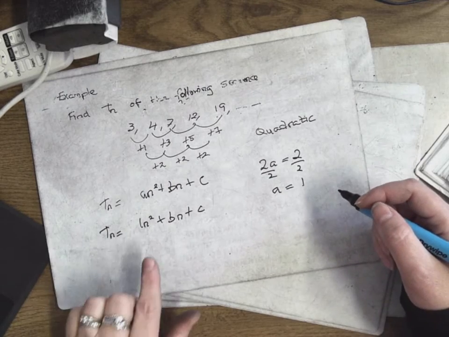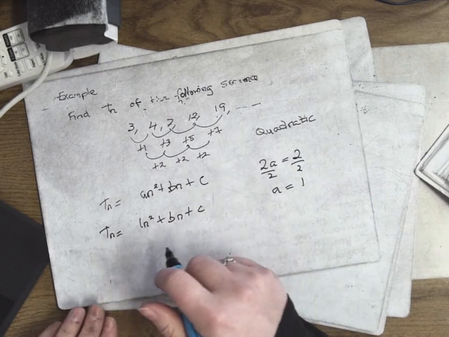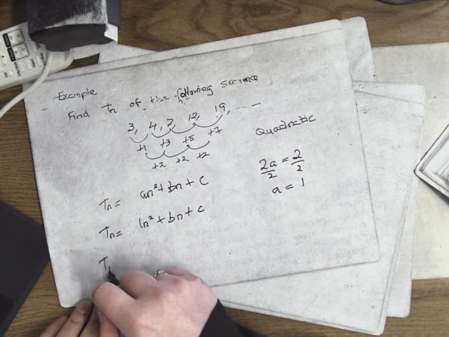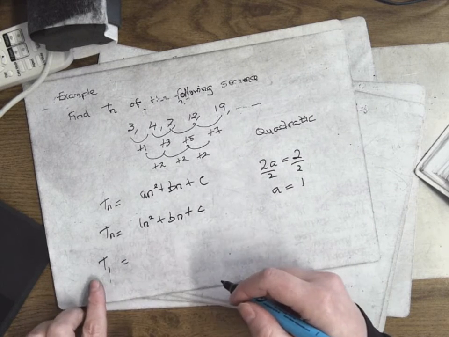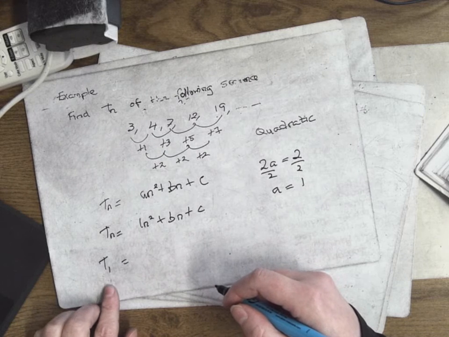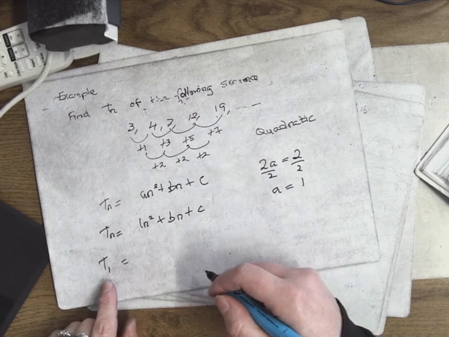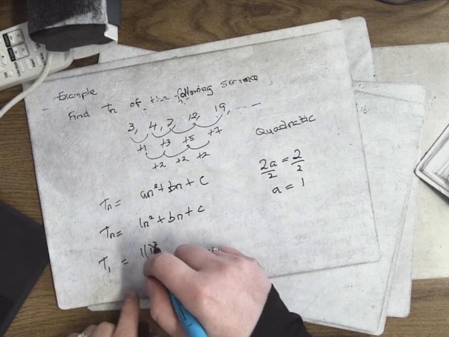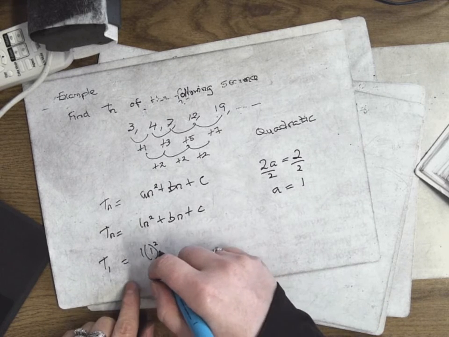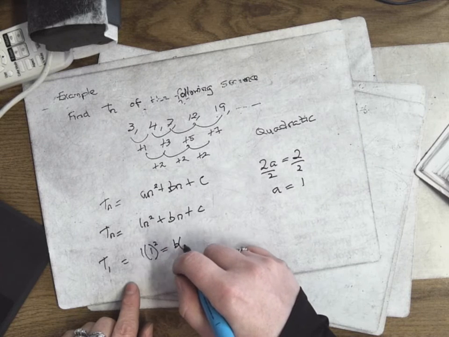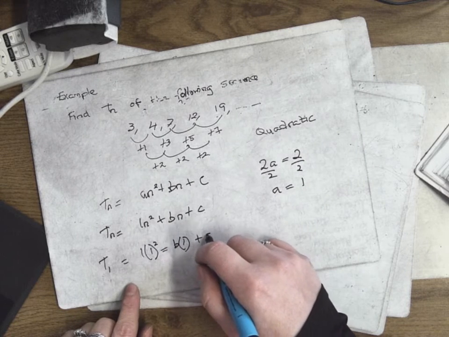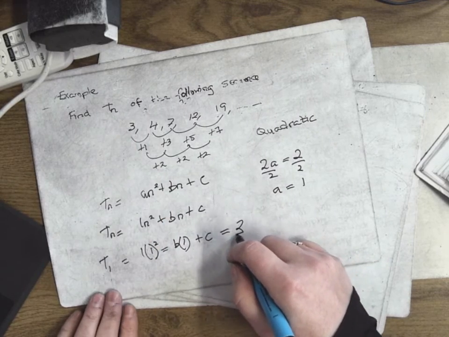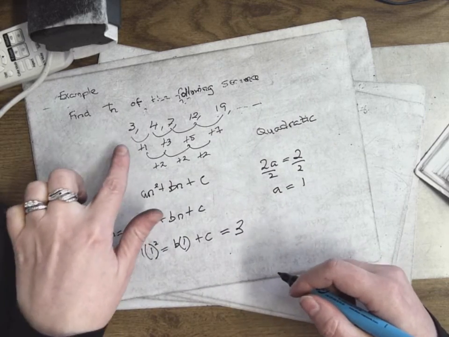Now, to get the other 2 terms, girls, we have to deal with term 1 to start with. So term number 1 means everywhere I see an n, I put in a 1, because that's what n is, the number of the term. So for term number 1, I'm going to put in a 1 for n. And I know my answer is going to be 3, because term number 1 is 3. So the first term is 3.